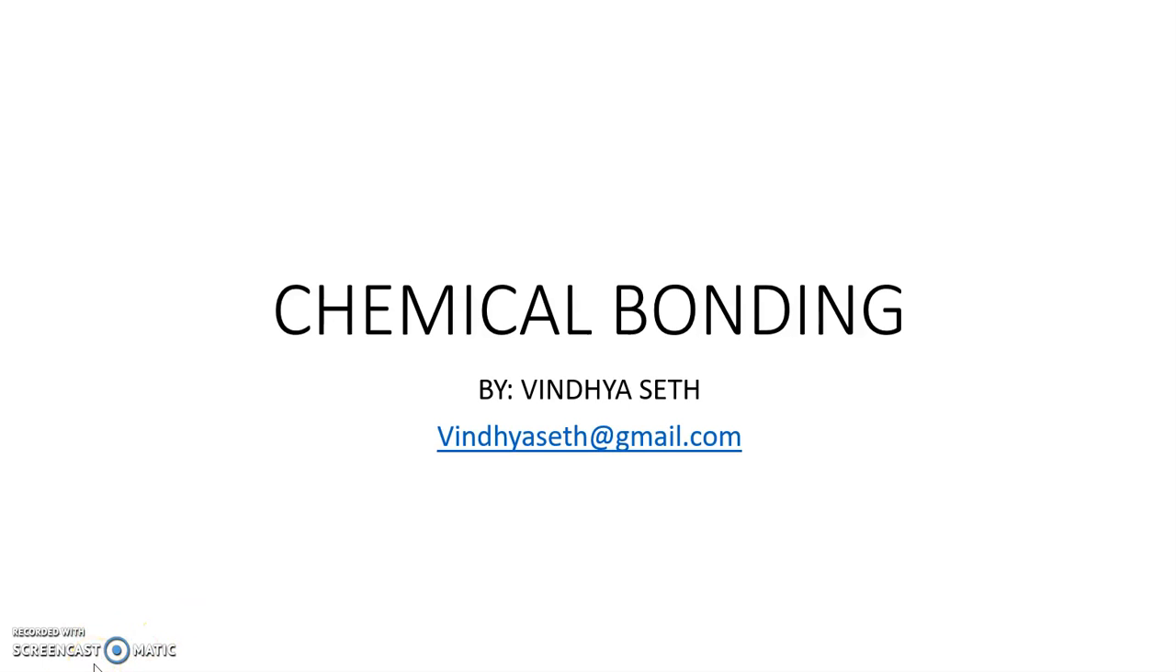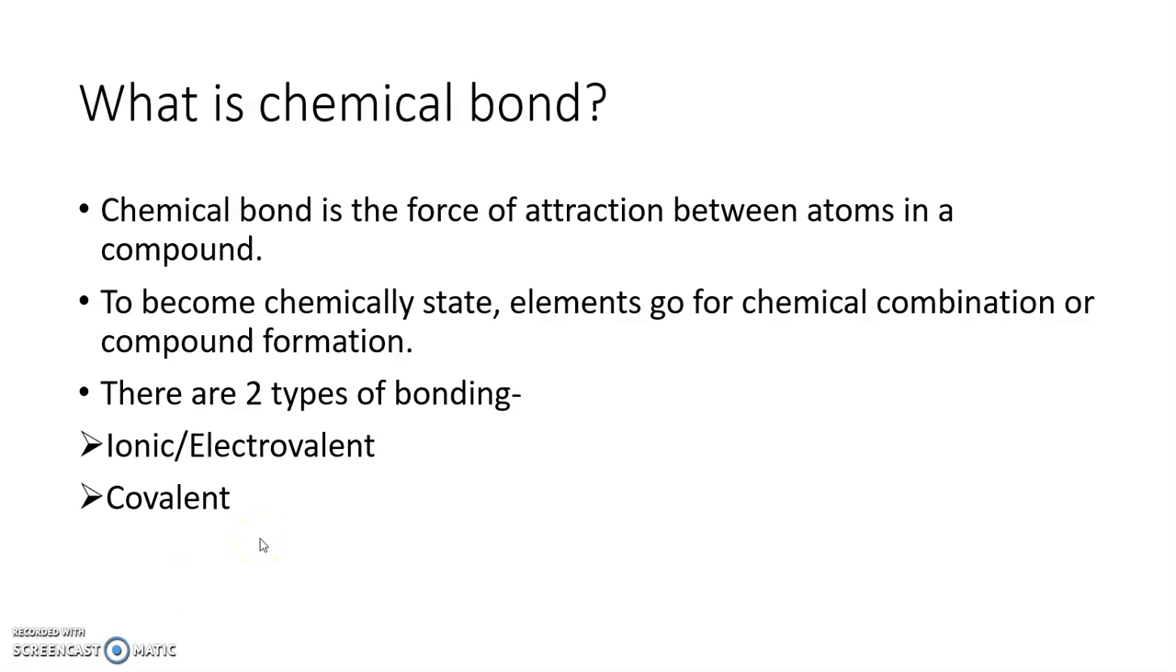My name is Vinka Seth and today we are going to learn about bonding. What is a chemical bond? A chemical bond is the force of attraction between atoms in a compound. To become chemically stable, elements go for chemical combination or compound formation. As you all know, to become stable, each element should have 8 electrons in its outermost shell. So, there are two types of bonding: ionic, which is also called electrovalent bonding, and covalent bond.